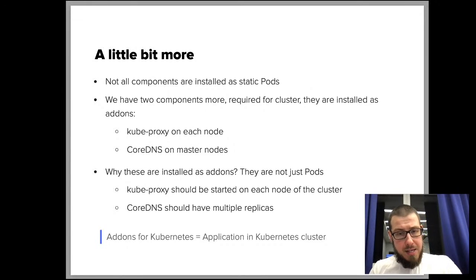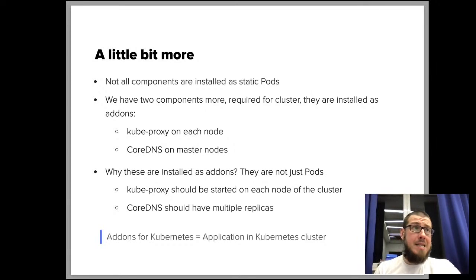And the second thing is CoreDNS, because CoreDNS should not be run as a single pod, it has to have multiple replicas. So actually CoreDNS and kube-proxy are not just pods, but are created by special objects inside Kubernetes. And when we are talking about add-ons for Kubernetes, it's completely fine to think about them as an application in the Kubernetes cluster.